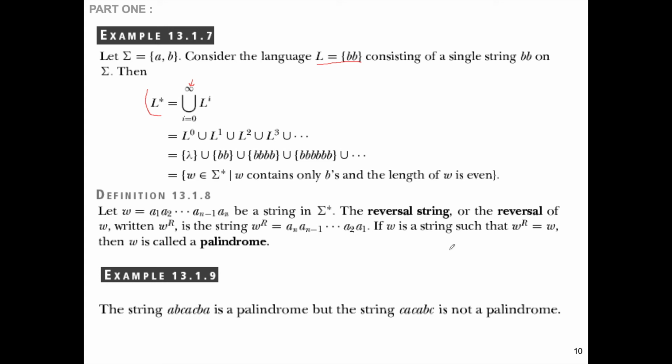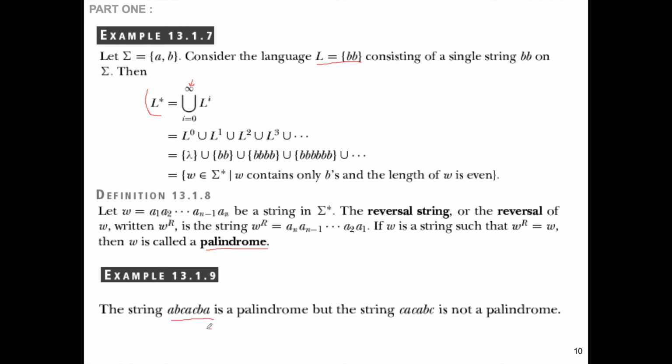Okay. Now moving to our last vocabulary in a language, which is palindrome. When I say a palindrome, that means I can read the string the same, going right to left and left to right. For example, here I have this string. If you read it from left to right, we will have AB, CA, CB, A.